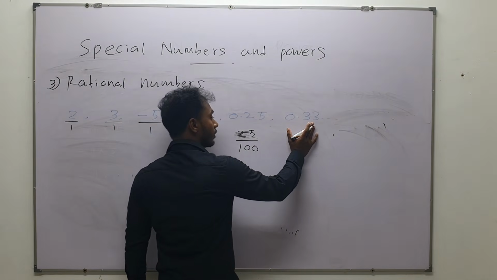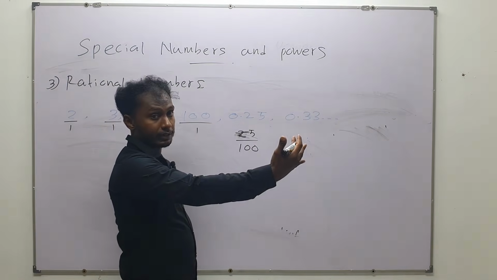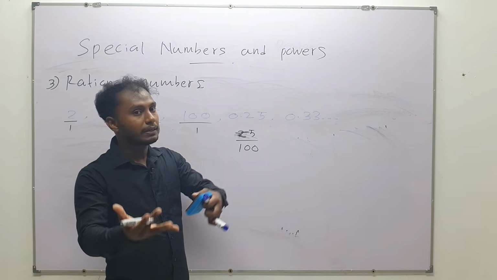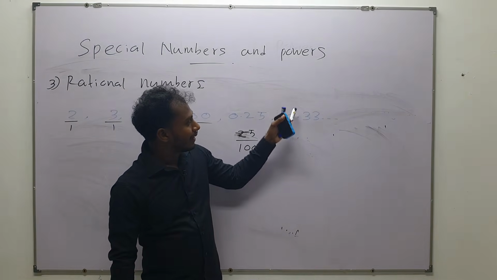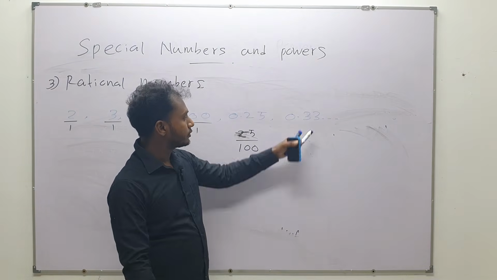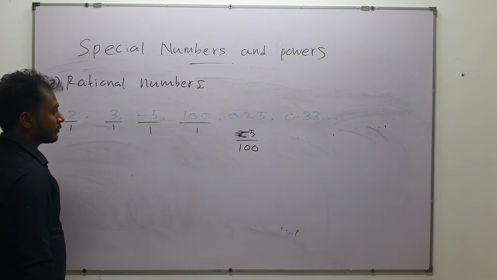And this goes on and on, 0.333 like that to the infinity. But this also can be written as a fraction, right? So we'll be learning how to convert these decimal numbers to a fraction in the upcoming lesson. So this also can be written as a fraction. So all of these numbers can be written as a fraction.